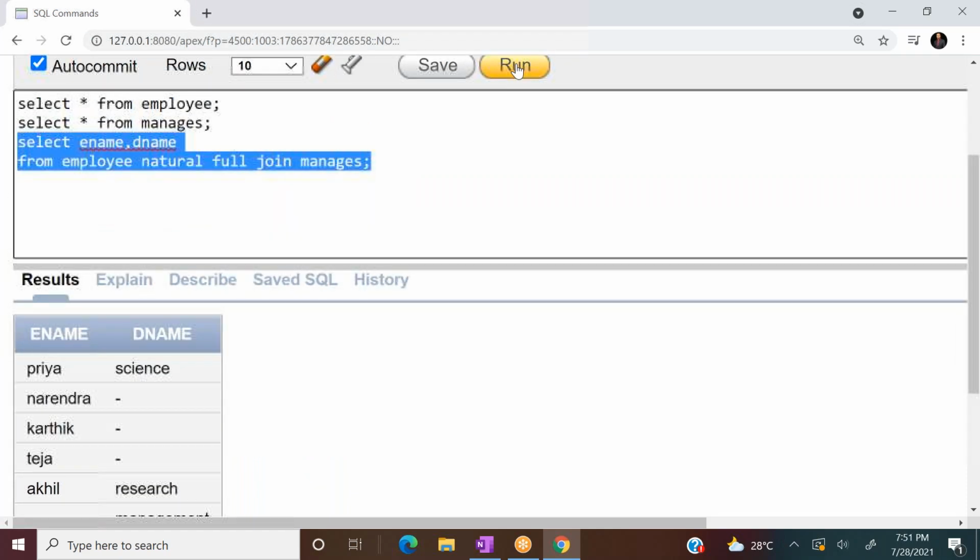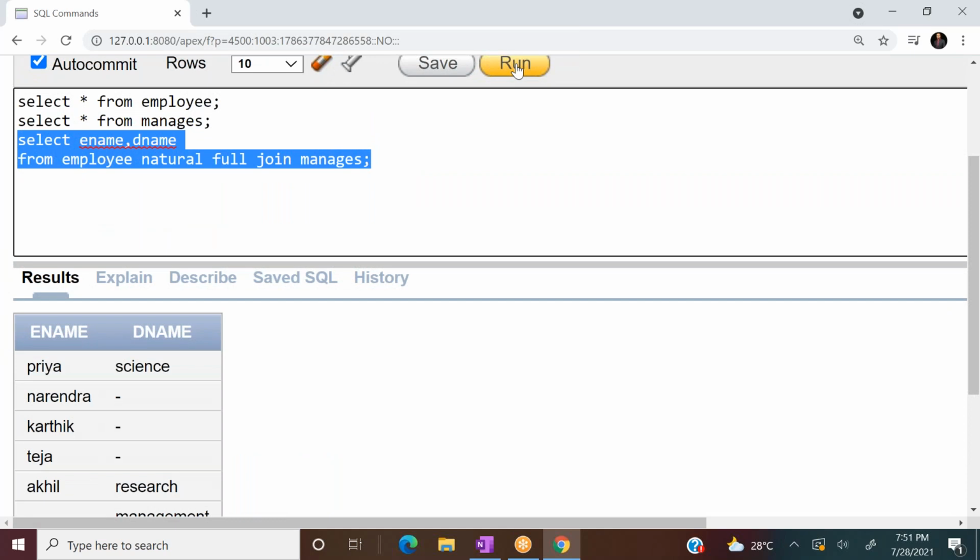So have you understood the concept of outer joins? Where is an outer join required? Suppose I'm a head of the department, a management person. I want to see which employees are managing which departments, which employees are not managing any department, and which departments are not managed by any employee. All such combinations I want to see.